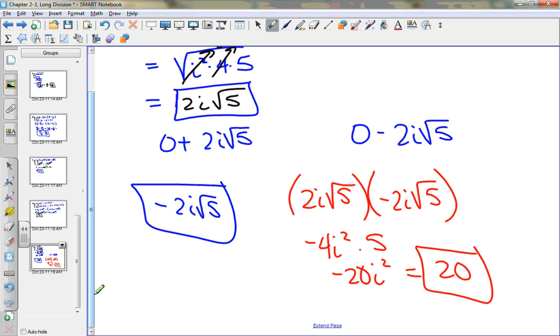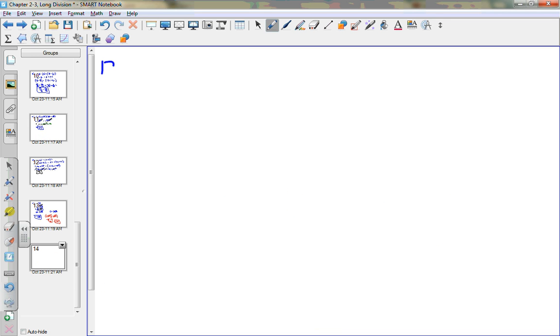Using your notes. Wait, is i squared 1 or negative 1? Negative 1. It's okay.